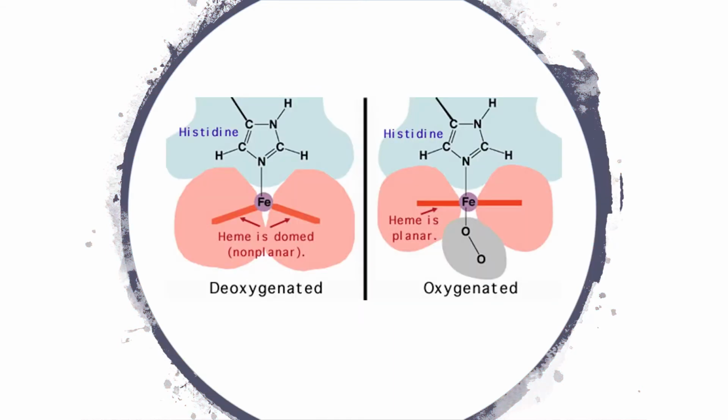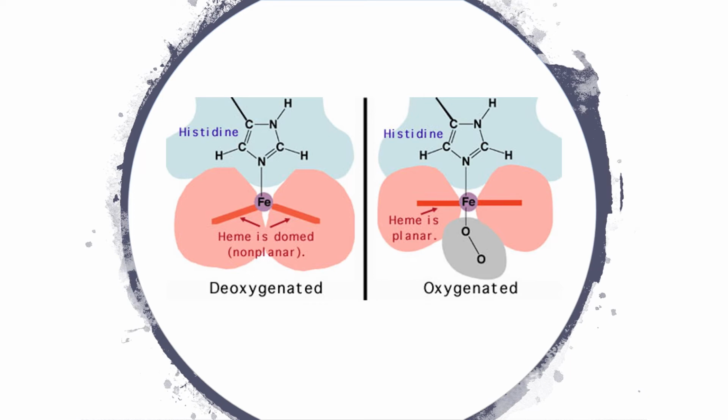A little further in. So as you can see, the heme group is non-planar when the oxygen is not bound to it. The iron atom is out of the plane, and this configuration of deoxygenated hemoglobin is called a domed shape. You can kind of see that there. The regions of electron density push each other apart, and then the iron atom in the center is drawn out of the plane.